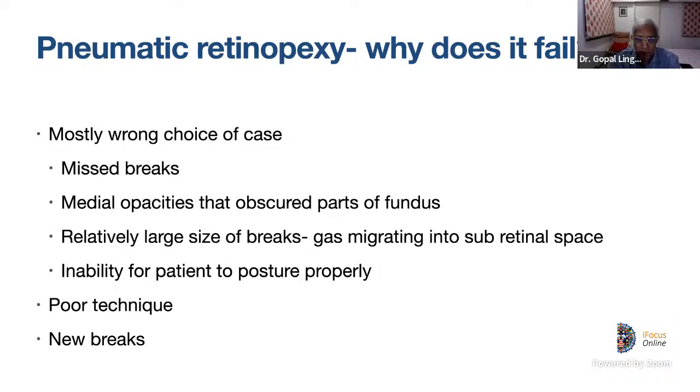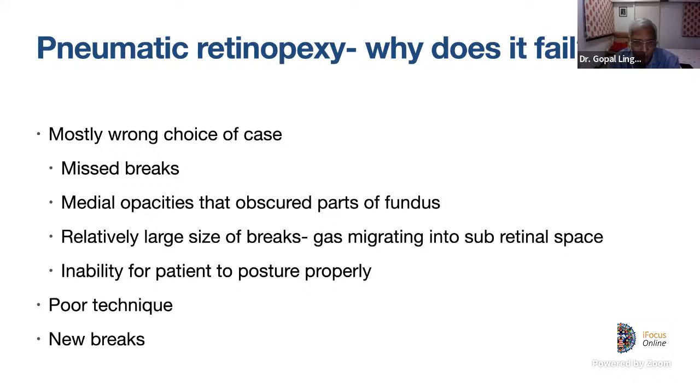Missed break, because you see one large break, you think you have seen everything. What is important is, even if you see a large break, you examine the rest of the retina very diligently to make sure there is no other tiny break. For every large break, there can be 100 smaller breaks which are hidden somewhere else. So you have to clearly examine and exclude another break in the rest of the retina. And if you're not able to examine the rest of the retina properly because of reasons I explained, like a cataract or vitreous hemorrhage or non-dilating pupil, then that's not the ideal case for pneumatic retinopexy.